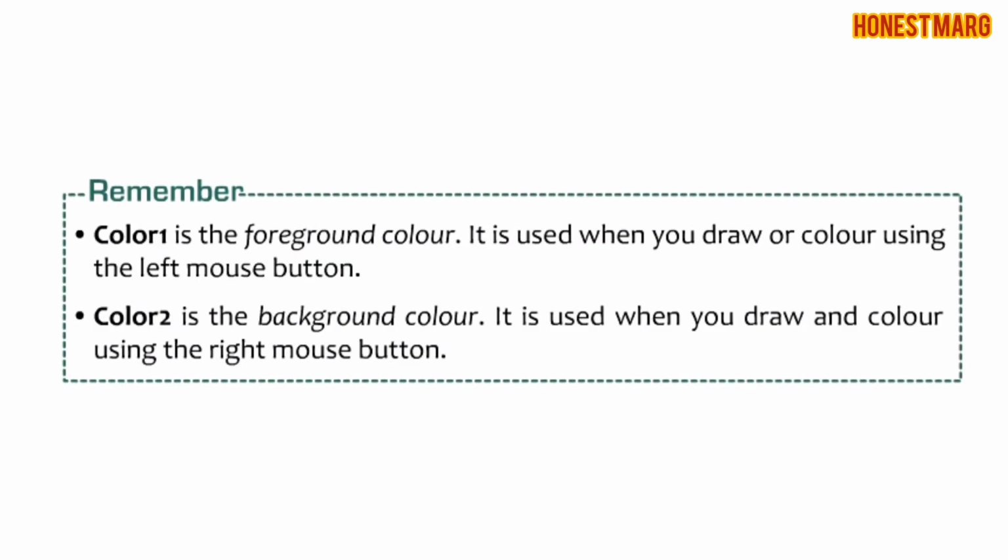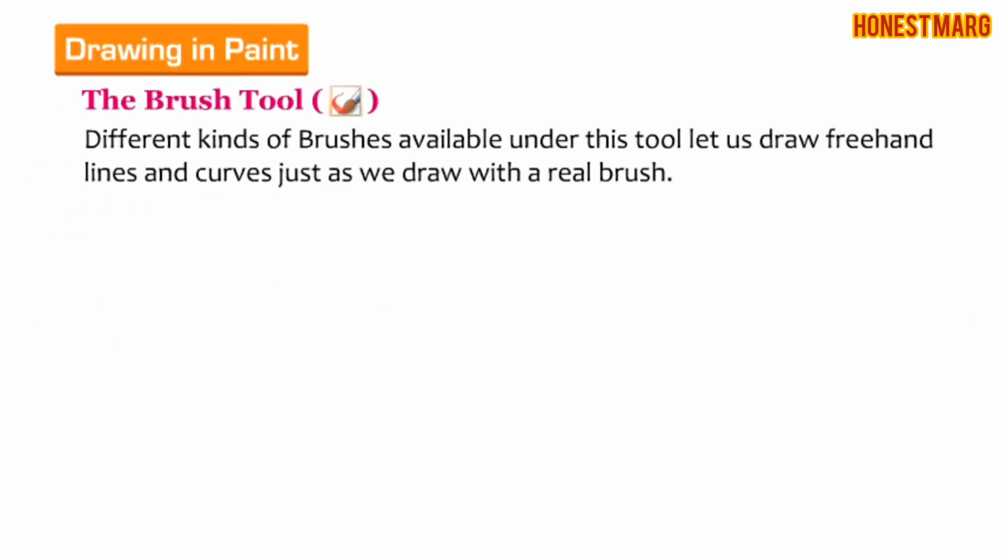Remember, color 1 is the foreground color. It is used when you draw or color using the left mouse button. Color 2 is the background color. It is used when you draw and color using the right mouse button. The brush tool. Different kinds of brushes are available under this tool. Let us draw freehand lines and curves just as we draw with a real brush.